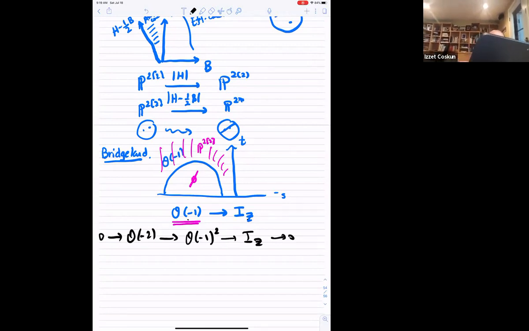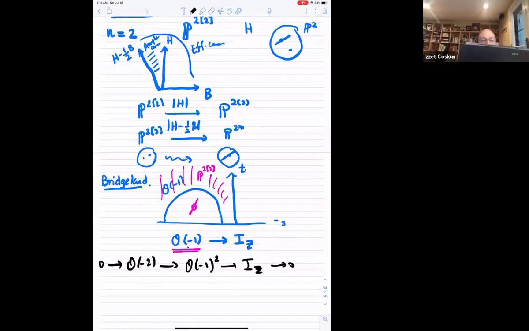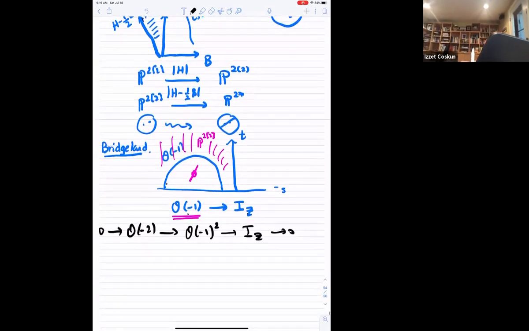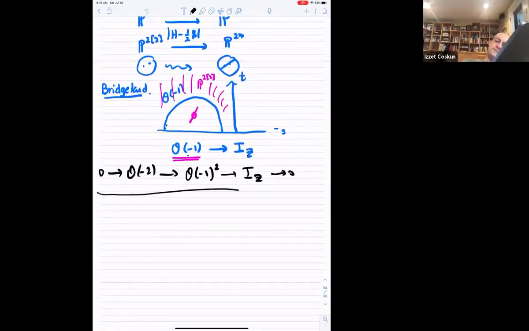Okay, so that's the picture, and as you can see, it's fairly similar to this picture. You had one wall here and one wall here. Okay, it turns out this is a general feature. This is a general feature.